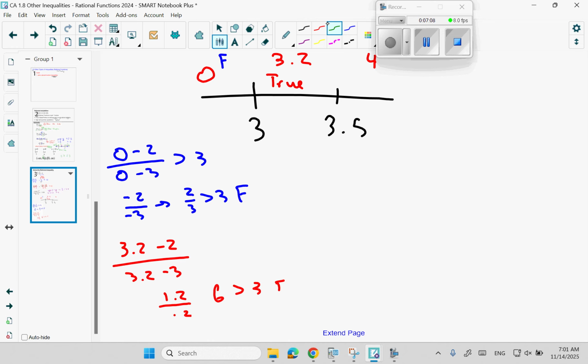And then I can try 4. (4 minus 2) over (4 minus 3). Is it bigger than 3? 4 minus 2 is 2. 4 minus 3 is 1. 2 divided by 1 is 2. Is 2 bigger than 3?